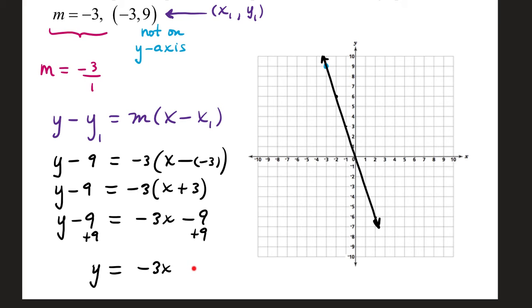Notice the constant out here is an unwritten 0, and if you go back to your graph, if you start at the point (-3, 9) and you consistently count down 3 over 1, you hit the origin. Passing through the origin, that's a y-intercept of 0, so that's why there's an unwritten 0.